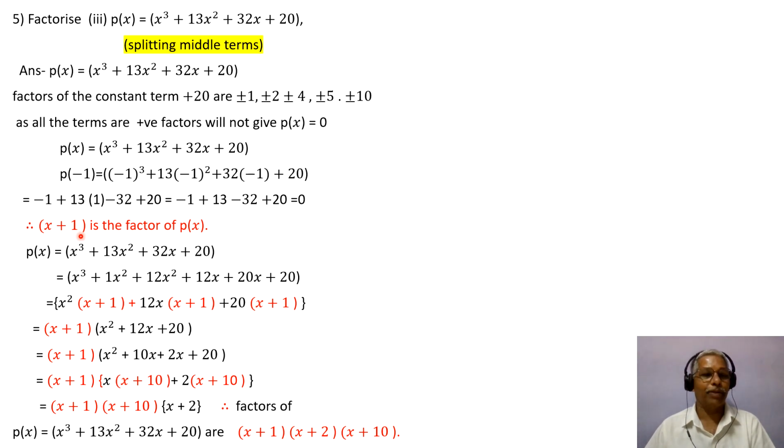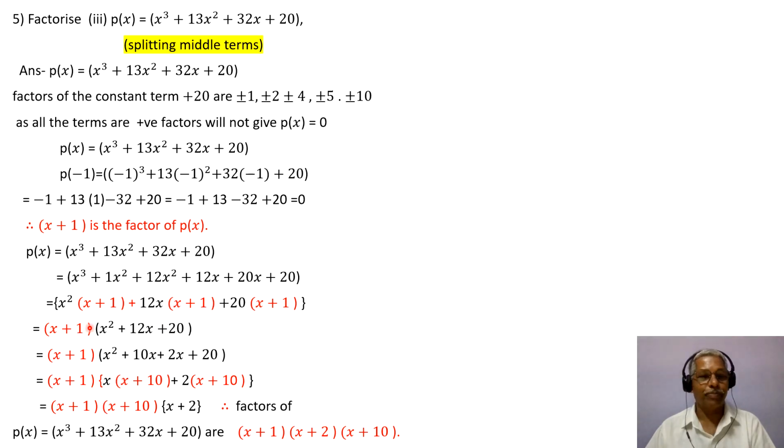Now keeping this x plus 1 in mind, we have to split this in such a manner. Just see how I have done it. So this is the polynomial. Splitting this, we look at the 13. So x cube plus 13x square is to be split as x square plus 12x square, and 32x should be 12x plus 20x, and this 20 carries as it is. So you take x square common and you are left with x plus 1, plus 12x common, you are left with x plus 1, and 20 common, so x plus 1.